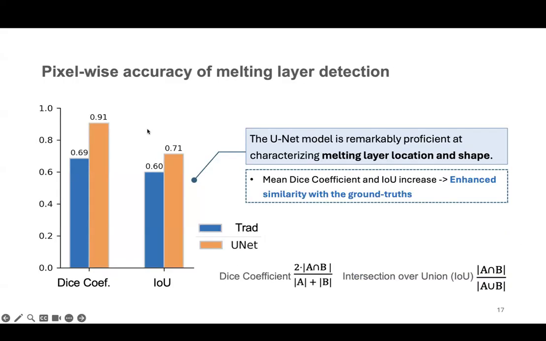So now we're looking into some pixel-wise accuracy of the melting layer detection. Here we have two evaluation metrics, the Dice coefficient and the intersection over union. These two evaluation metrics measure the overlap between two geometric objects. So compared to the traditional algorithm, the UNet model has increased both of the evaluation metrics, and this indicates there is an enhanced similarity between the melting layer detection and the ground truth. From this, we can conclude that the UNet model is also remarkably proficient at characterizing melting layer location and shape.